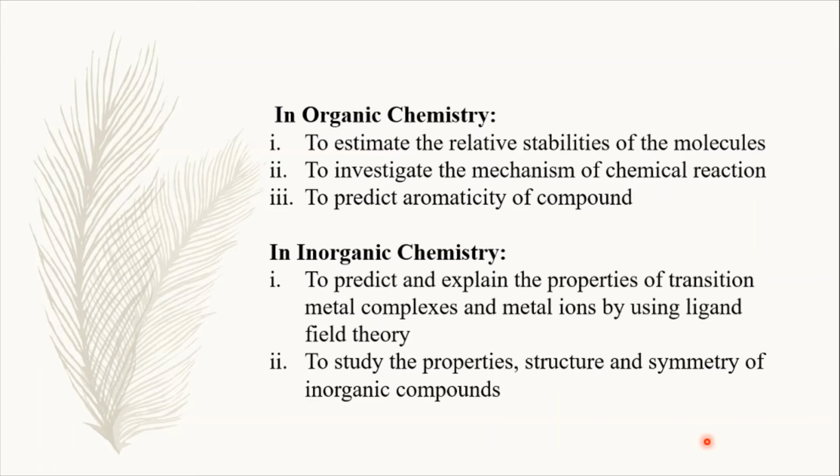In inorganic chemistry, it is used to predict and explain the properties of transition metal complexes and metal ions by using ligand field theory. Also to study the properties, structure and symmetry of inorganic compounds. Inorganic compounds are complexes in which one atom is linked to another atom by various bonds. So what will be the symmetry of that molecule? Whether it is tetrahedral, trigonal, or how it appears. That symmetry is deduced by applying the concepts of quantum mechanics. So here quantum mechanics is applied.